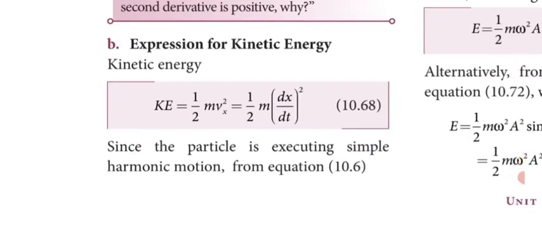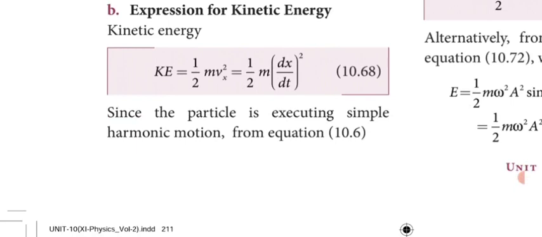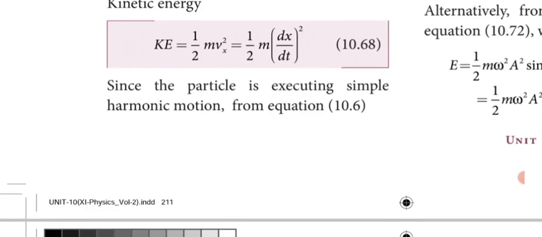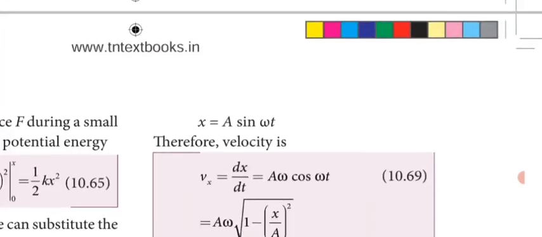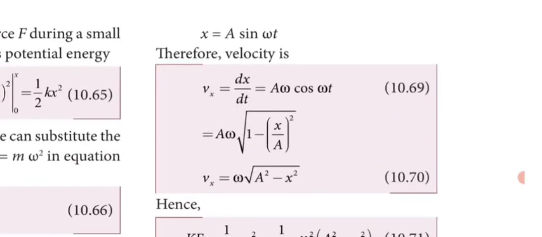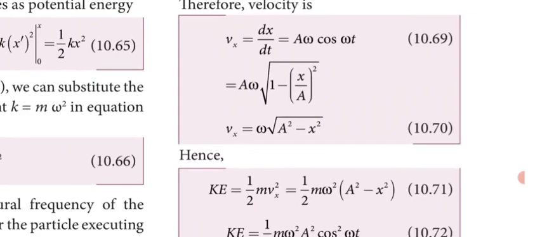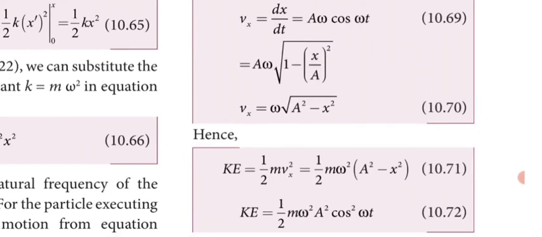Kinetic energy, we know, is half mv square. We take it here as half m vx square, where vx is nothing but the velocity, that is displacement by time taken, so we substitute dx by dt. For the simple harmonic motion, x is equal to a sin omega t. Differentiating x, we get velocity a omega cos omega t, which is equal to a omega root of 1 minus x by a whole square. So vx is equal to omega root of a square minus x square.